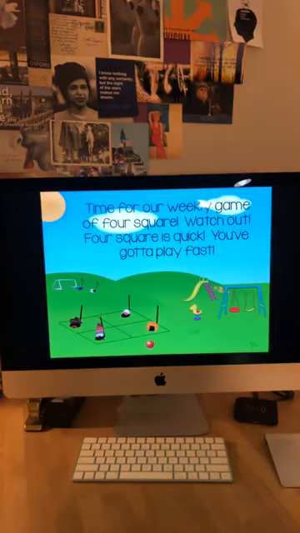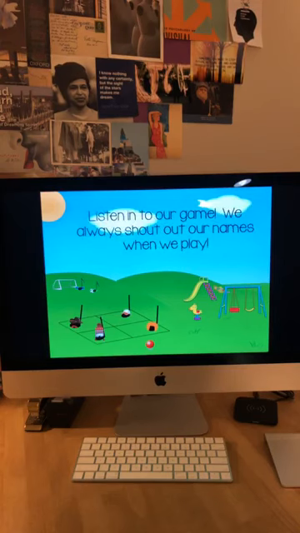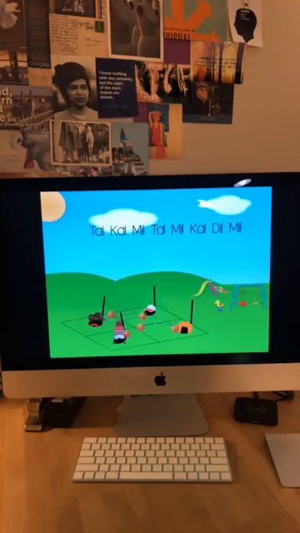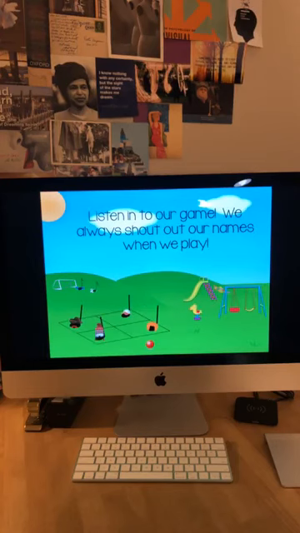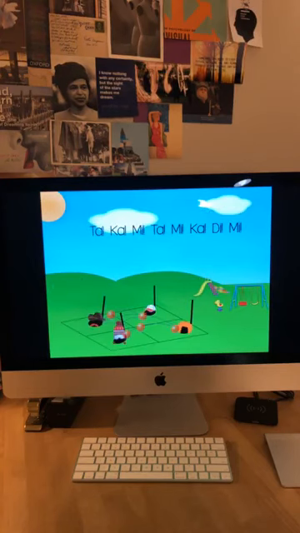Then they go down to the playground. I usually have to explain what Foursquare is because a lot of kids don't play that at my school, so I spend about 20 seconds explaining the game, and then we move on. In this PowerPoint, the whole shtick is that each character, once they get the ball, says their name. There they are in their Foursquare court, and you can see the balls moving fast. They go ta, ka, me, ta, me, ka, di, me, going back and forth.